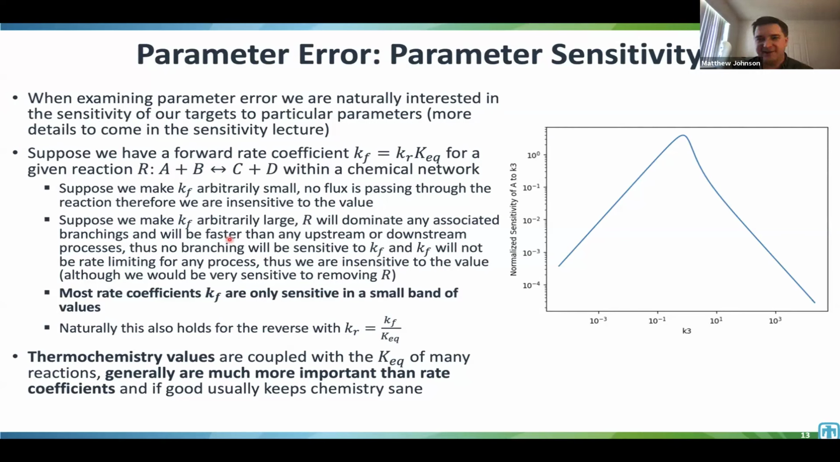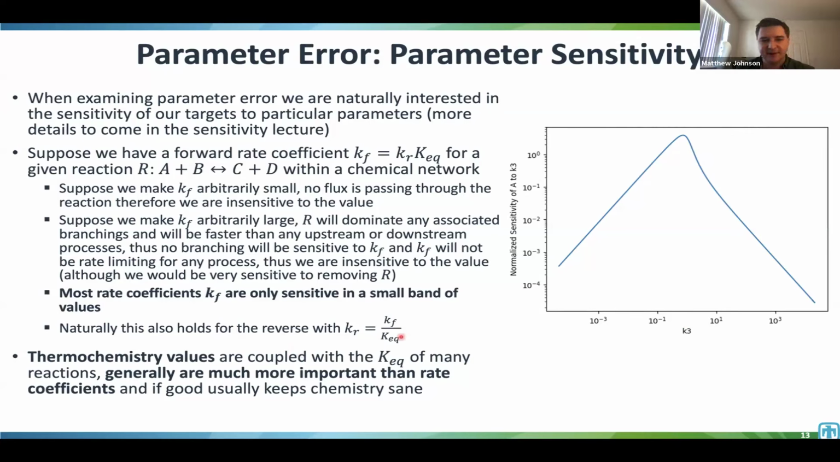Now, if we make KF very, very large, in the branching, it will dominate the branching so much that even if you wiggle it a little bit, it won't affect the branching very much. It won't affect where the flux is going, so the branching won't be sensitive to it. And if it's arbitrarily fast, it won't be rate limiting for any of those subsequences within the reaction network. So in most cases, as we increase the rate coefficient to be arbitrarily large, it also becomes insensitive. And so most rate coefficients are really only sensitive in a small band of values.